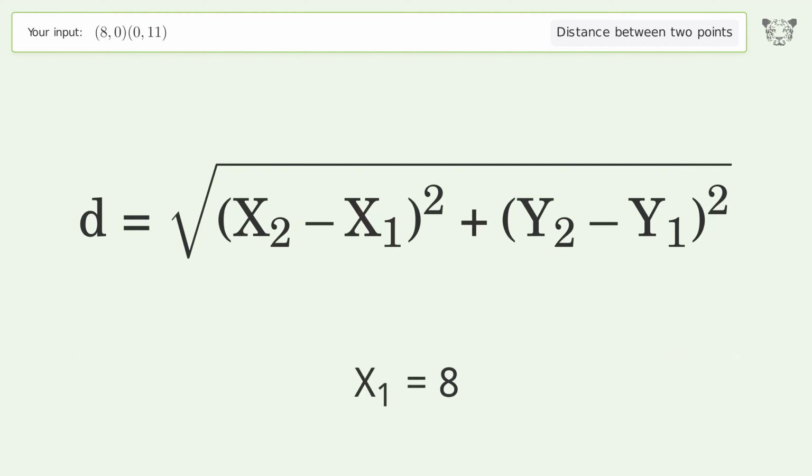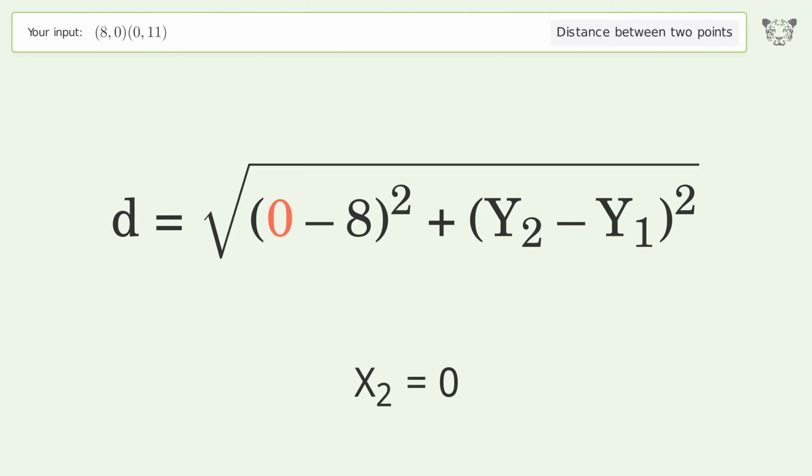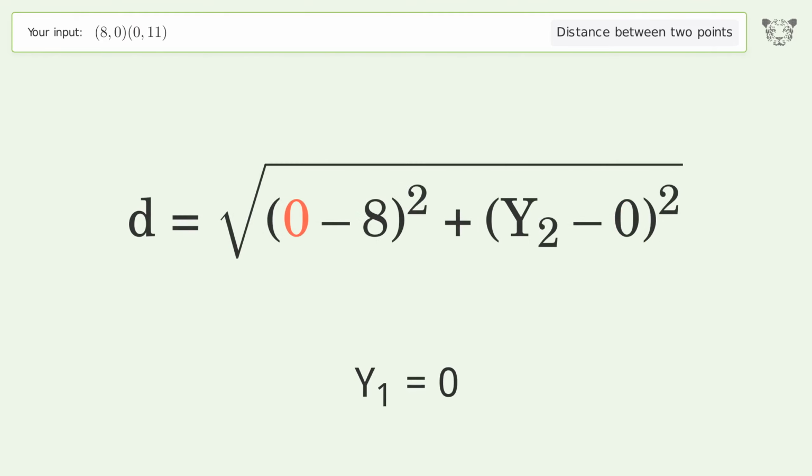x1 equals 8. x2 equals 0. y1 equals 0. y2 equals 11.